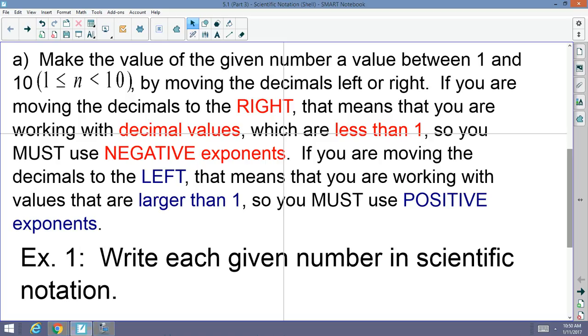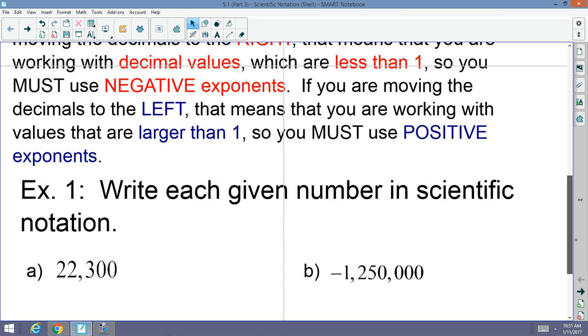If you're moving the decimals to the right, that means you are working with decimal values which are less than 1, so you must use negative exponents. If you are moving decimals to the left, that means you are working with values that are larger than 1, so you must use positive exponents. And I have a little trick for this, because a lot of times the whole left and right thing confuses people like me when I was a kid, so I came up with something to always remind myself whether to use positive or negative exponents, and I'll tell you about it right now.